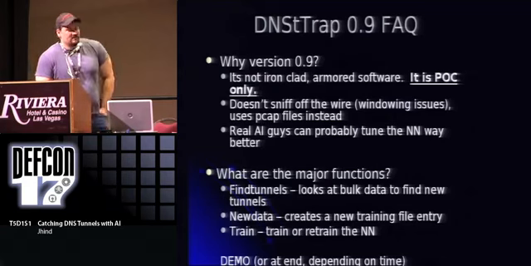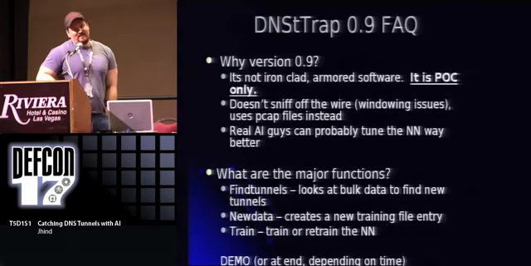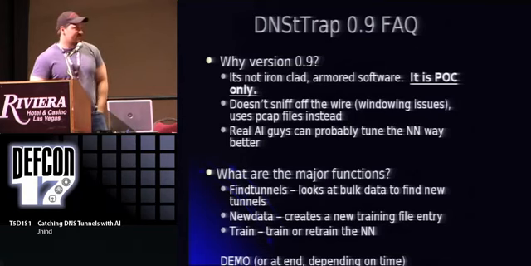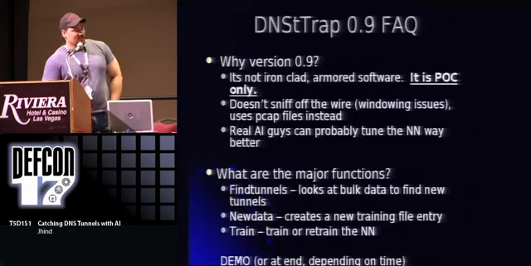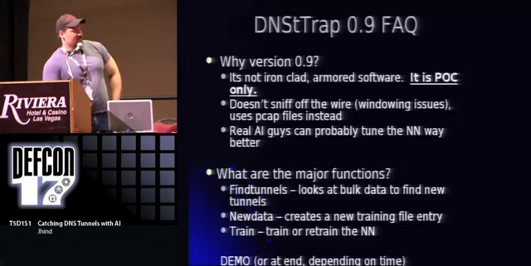DNS Tunnel Trap 0.9. It is proof of concept only. So don't email me and tell me how it didn't save your enterprise or whatever. It's POC only, but it is real code. It exists on the web. Right now you can go download it. I'm not speaking at a conference about something theoretical that you can't get your hands on.